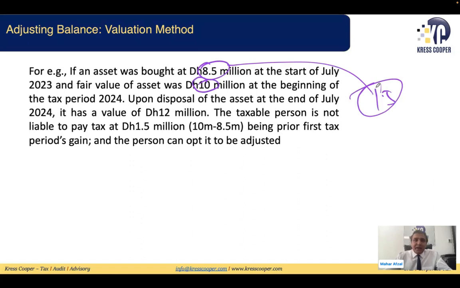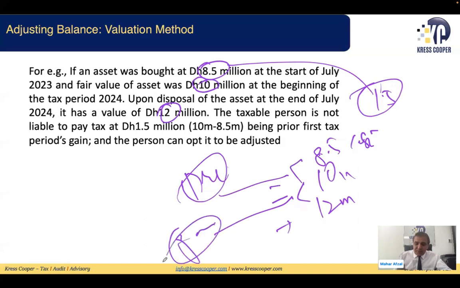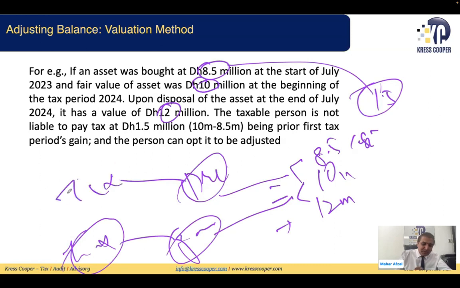This is my gain. Upon disposal of the asset at the end of July 2024, its market value was 12 million. So 8.5 million is my cost. Opening market value is 10 million. At the time of sale, asset market value was 12 million. This is my pre-tax gain. This is my gain after the introduction of the corporate tax. This gain should be subject to tax. This gain should not be subject to tax.